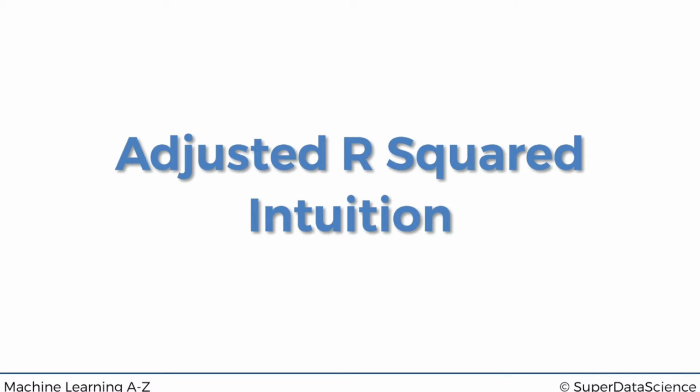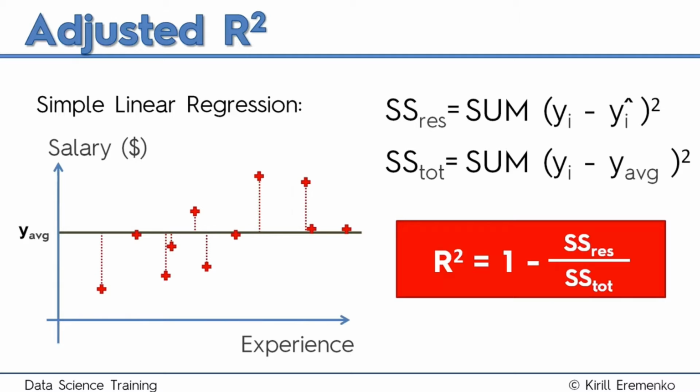All right, so this is the fun part, adjusted R squared. Here we've got a simple linear regression. We've talked about how the R squared is derived. The formula for R squared is equal to 1 minus the sum of squares of residuals divided by the total sum of squares, where the sum of squares of residuals is the sum of squares of the distances from the observations to your fitted line.